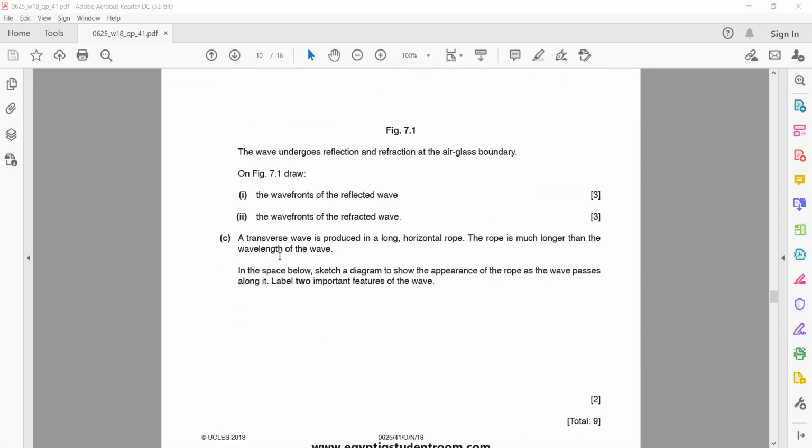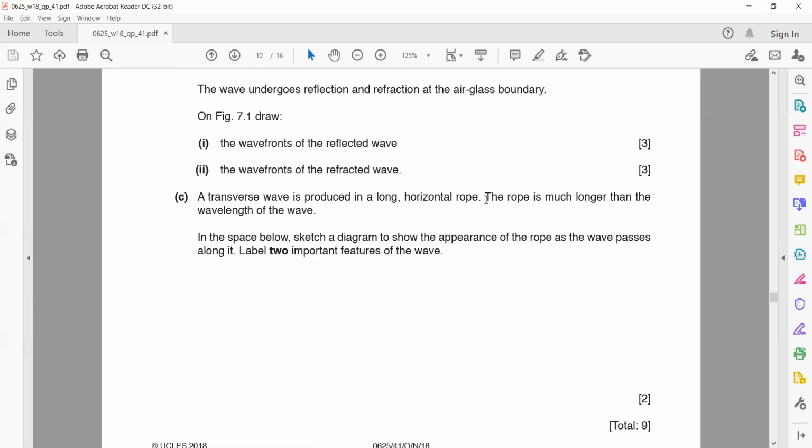The next part, a transverse wave is produced in a long horizontal rope. The rope is much longer than the wavelength of the wave. In the space below, sketch a diagram showing the appearance of the rope as the wave passes along and label two important features of the wave. So we have to draw a transverse wave here, not the longitudinal, the transverse. And label the features of the wave. This is not the transverse, you are drawing a longitudinal. Transverse wave, in which the vibration is perpendicular, that's right.